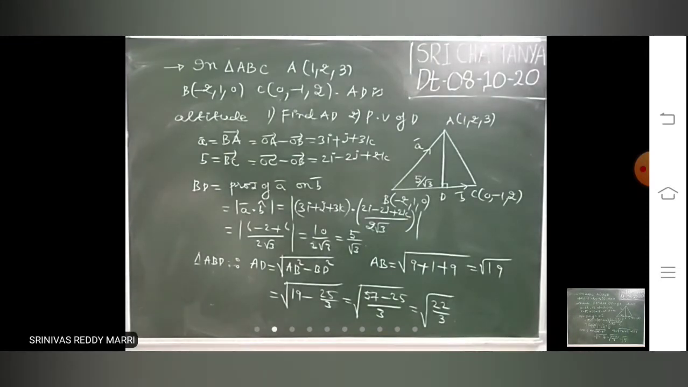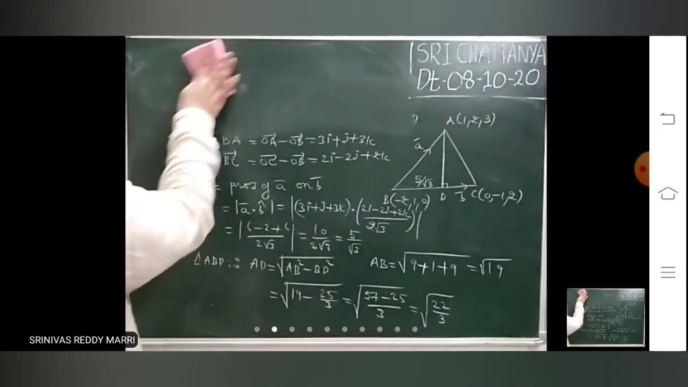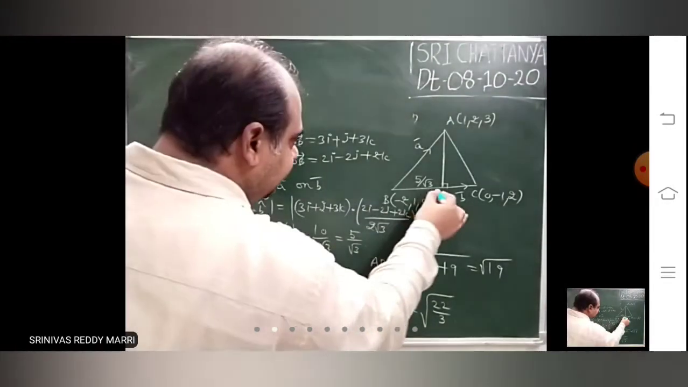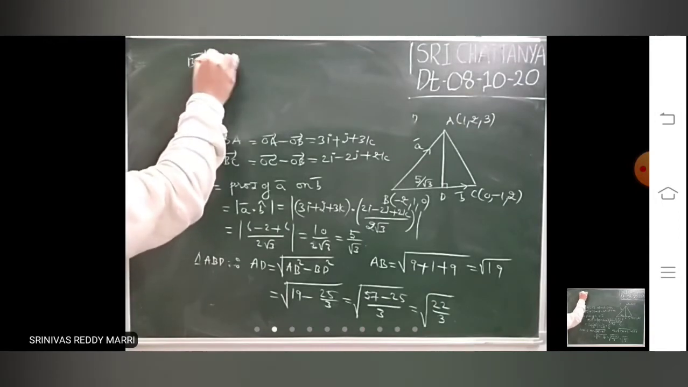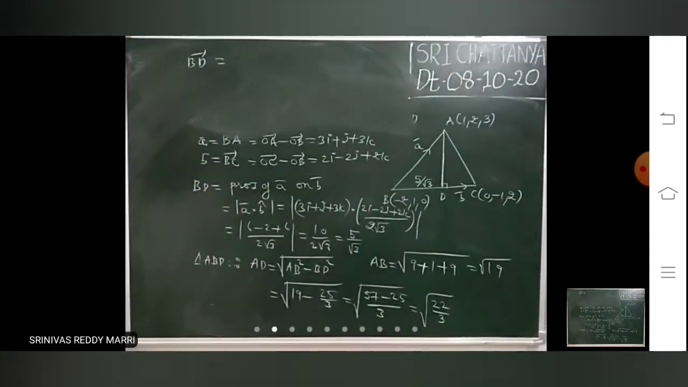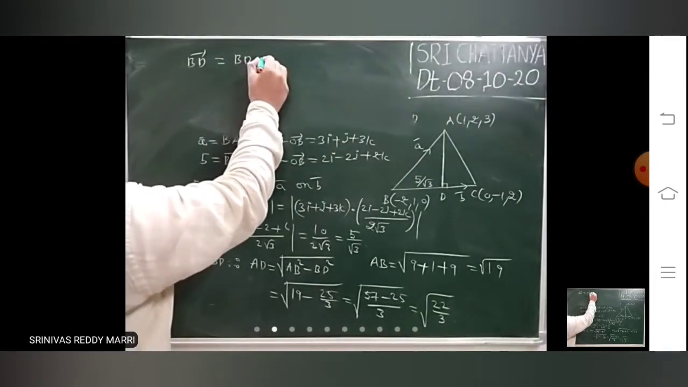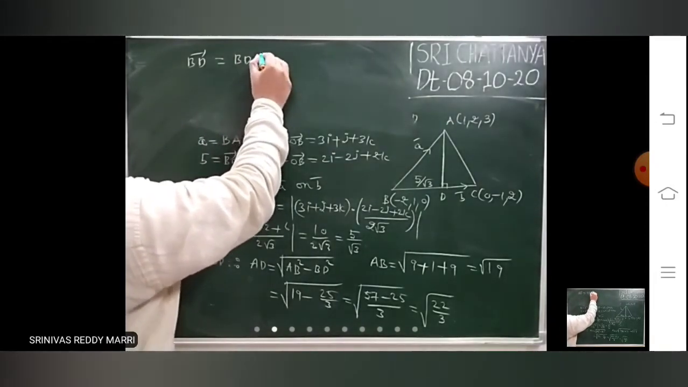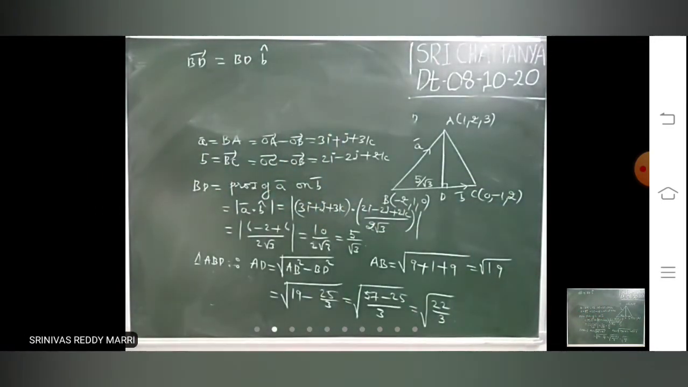So then he wants the position vector of D. That means OD bar you want. Now I want to write the BD bar vector. Now BD length you know. BD length into the unit vector in that direction. B bar is there in this direction.